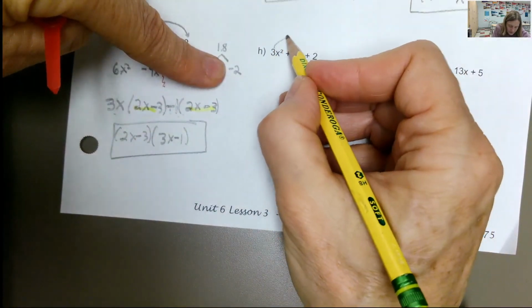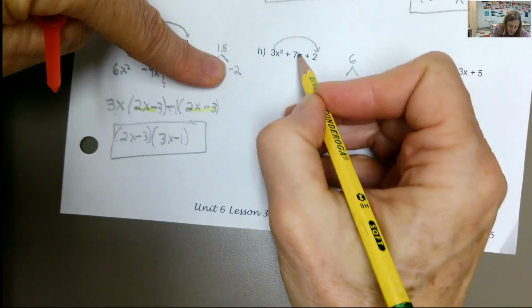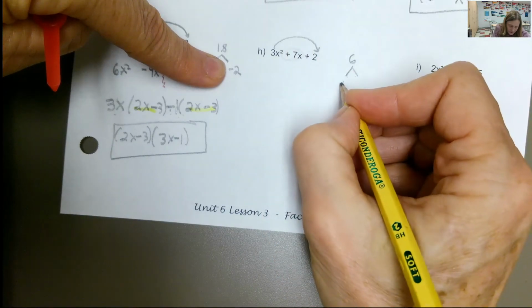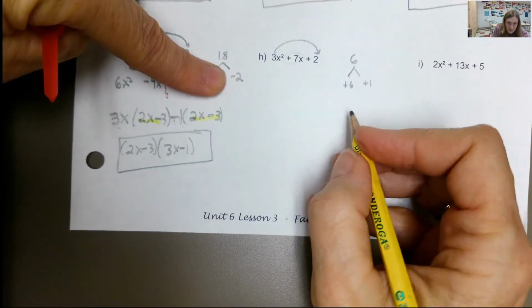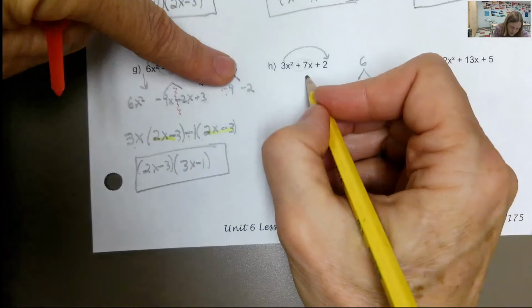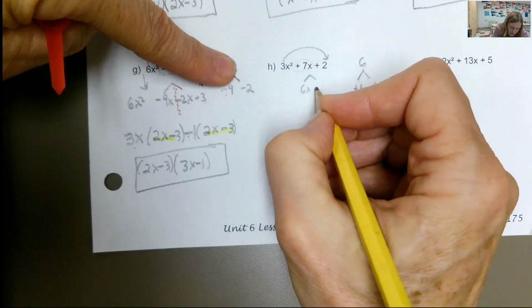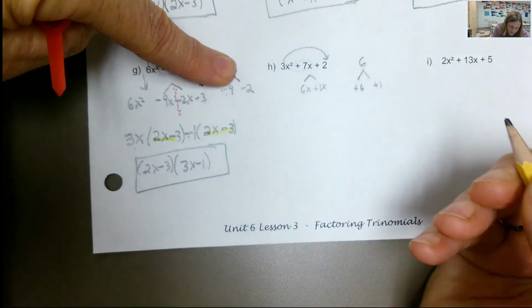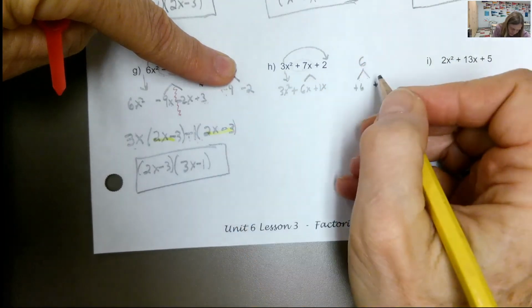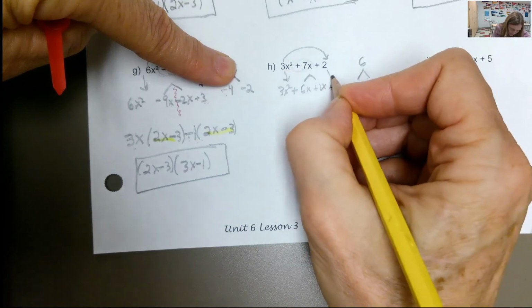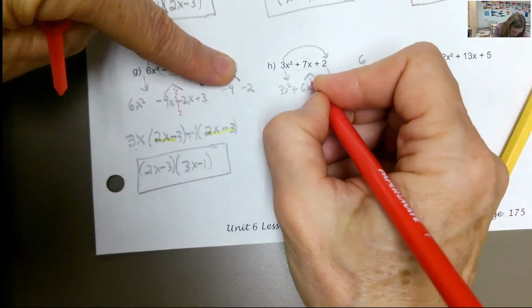Letter H. 3 times 2 is 6. Factors of 6 that add up to 7 are positive 6 and positive 1. 6 times 1 is 6, and 6 plus 1 is 7. Split the middle, 7x is equal to 6x plus 1x. 3x squared is dropped down. Positive 2 is dropped down. Remember to drop the first and the last. Split the middle.